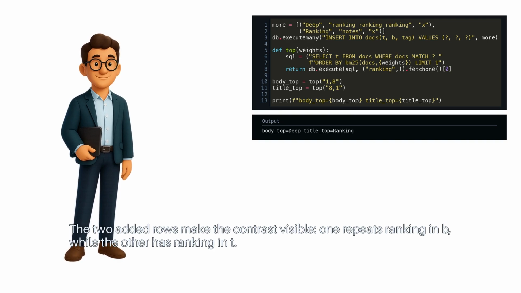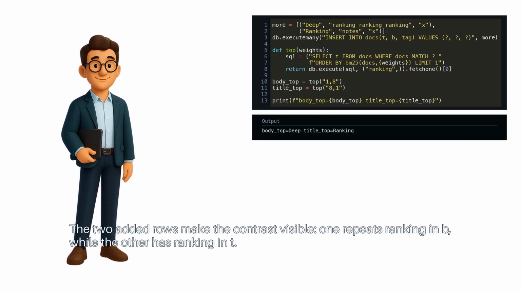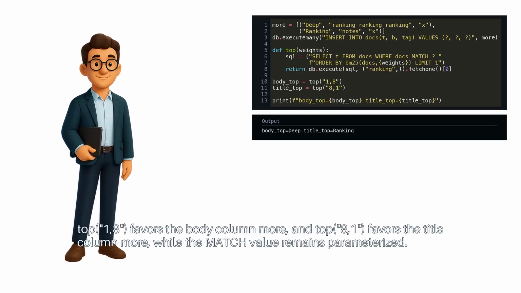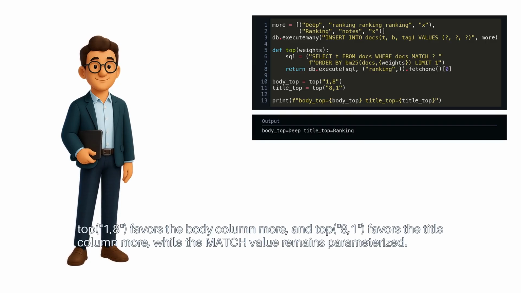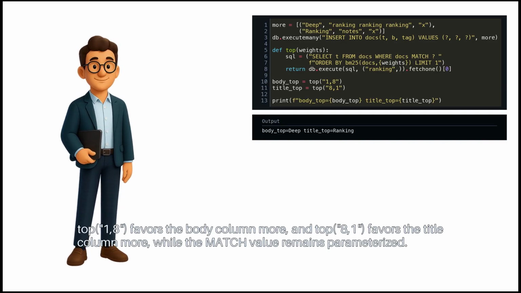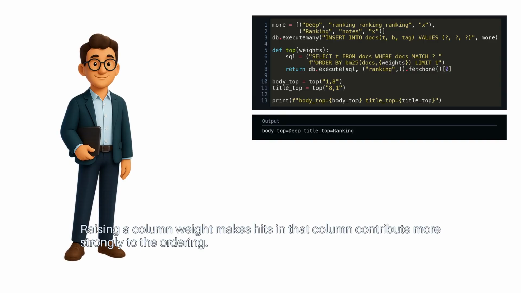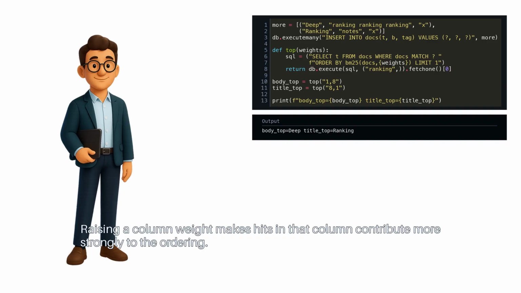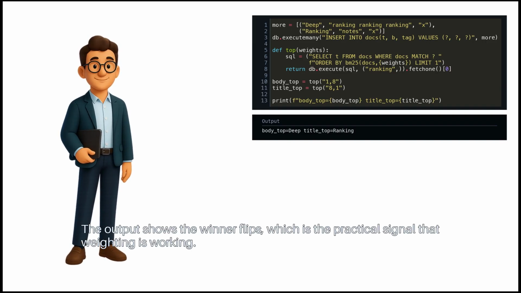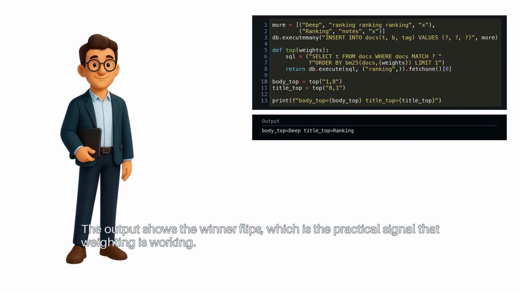One repeats ranking in B, while the other has ranking in T. Weights 1,8 favor the body column more, and weights 8,1 favor the title column more, while the match value remains parameterized. Raising a column weight makes hits in that column contribute more strongly to the ordering. The output shows the winner flips, which is the practical signal that weighting is working.